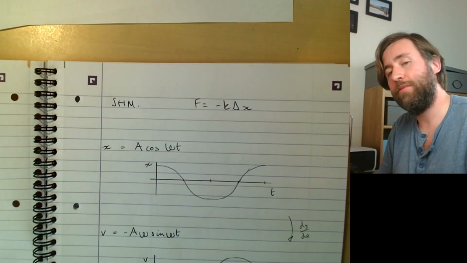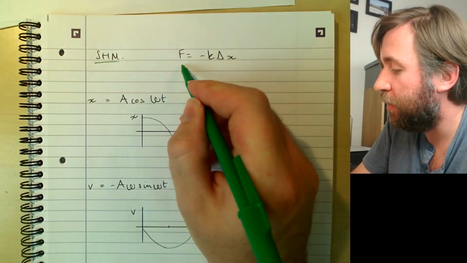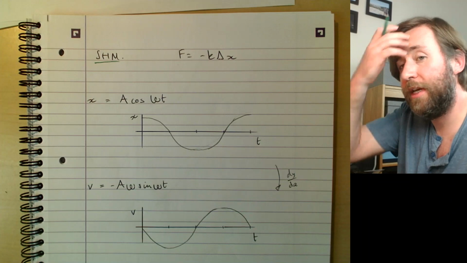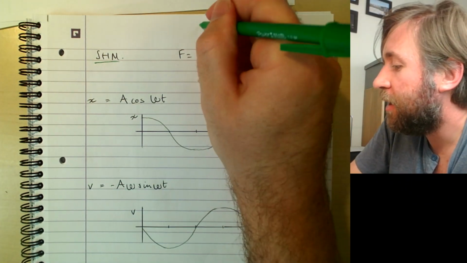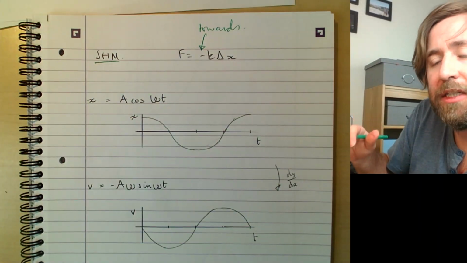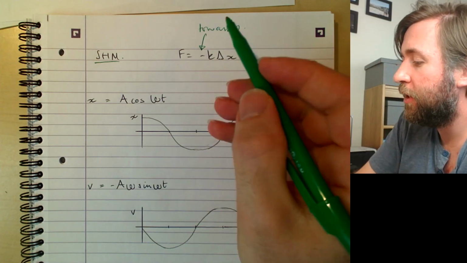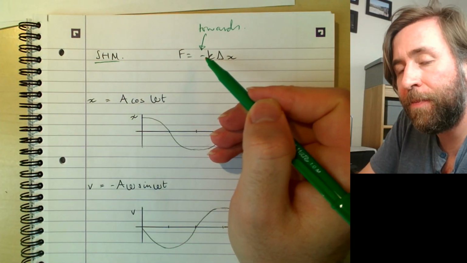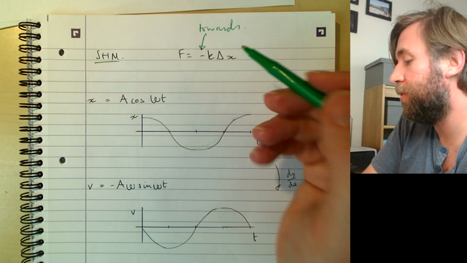So SHM, simple harmonic motion, is defined by this point here. F is minus k delta x, which is actually Hooke's law, but it's got something added to it, which is the minus. And the minus implies towards. So what needs to be the case for SHM is a force towards an equilibrium position, and that force must be proportional to the distance from that equilibrium position.